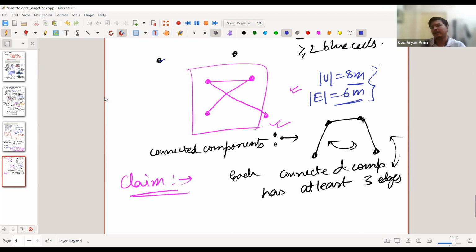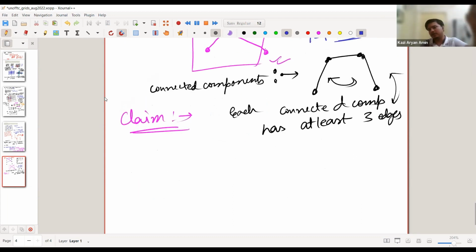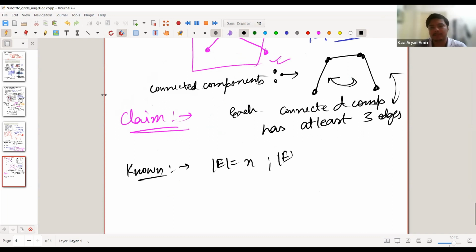The idea behind interpreting the condition, every cell has at least two related blue cells, is that you think about it in terms of connected components. Another motivation for that is something kind of known: if there are n vertices and k edges, then there are n minus k connected components.